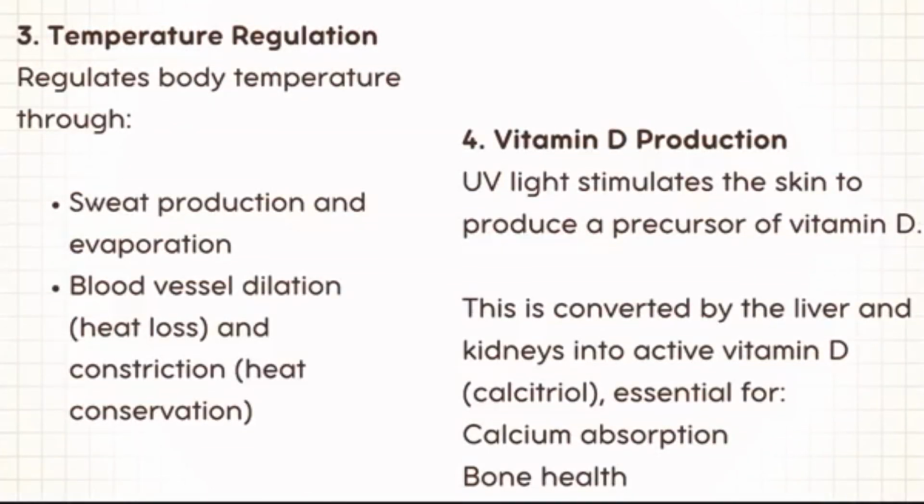The third one is temperature regulation. Sweat and blood flow help maintain our body temperature. The fourth one is vitamin D production. UV light stimulates the skin to produce a precursor of vitamin D. UV exposure also triggers vitamin D production in the skin.